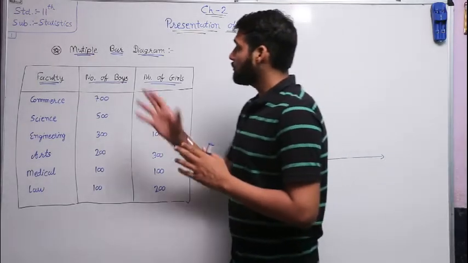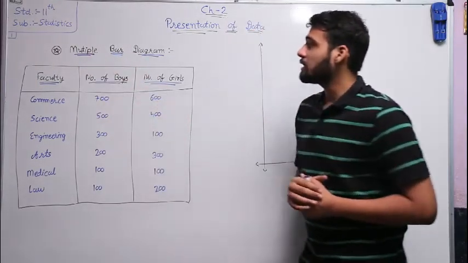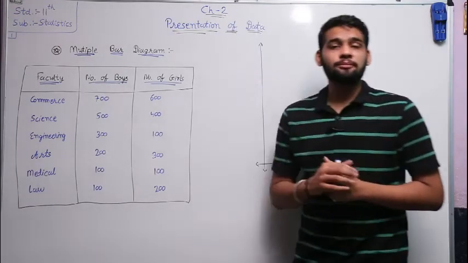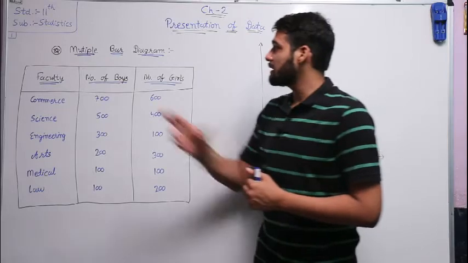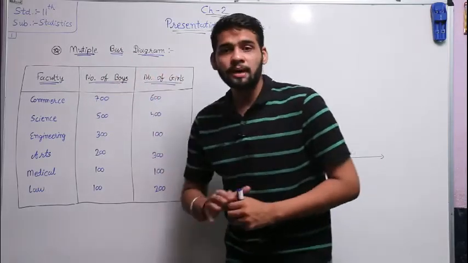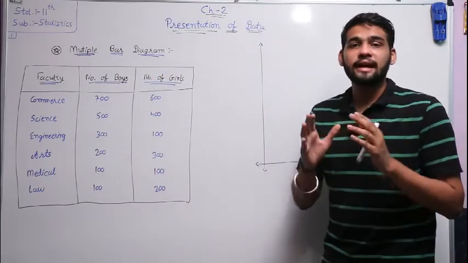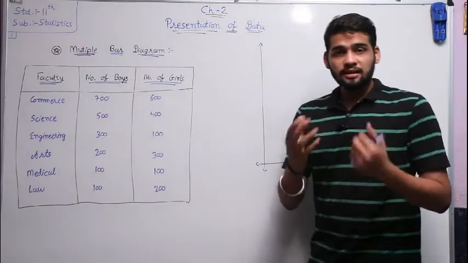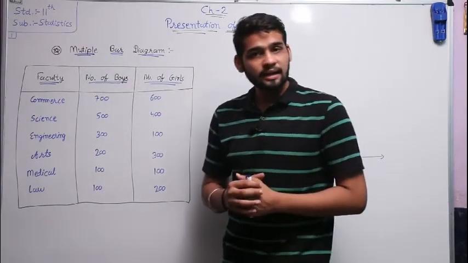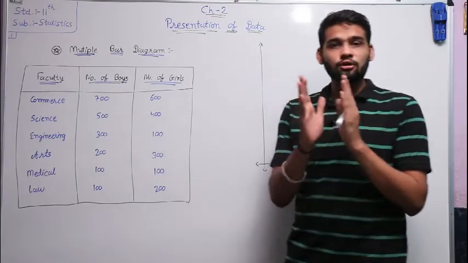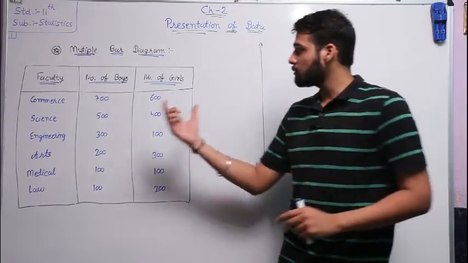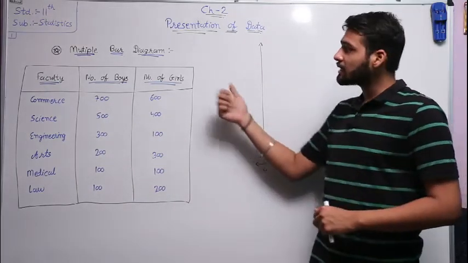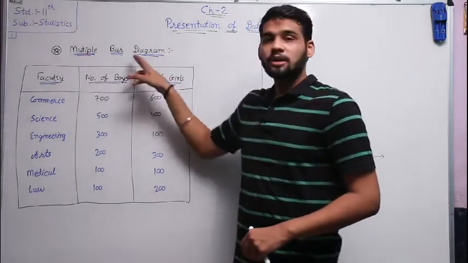Today we see a new type first of all, the multiple bar diagram. That means the second subtype of one dimensional diagram is the multiple bar diagram, and it is also known as the adjacent bar diagram. Multiple means there will not be one column but many, more than one column, so we call it a multiple bar diagram.